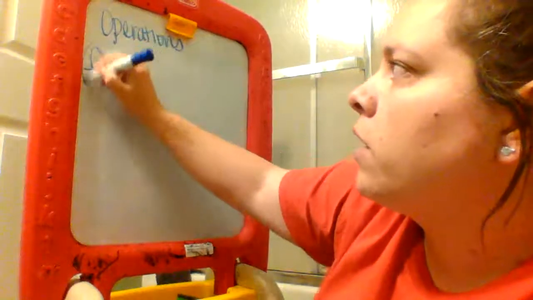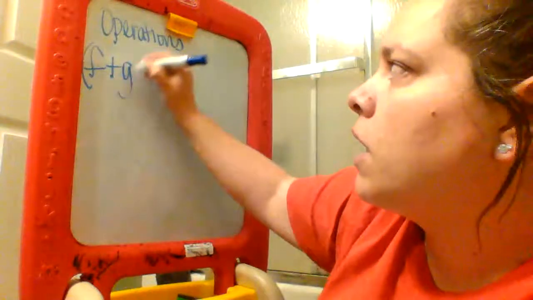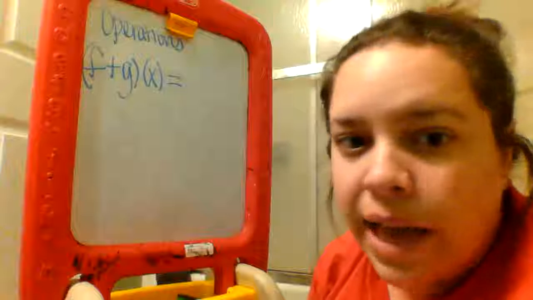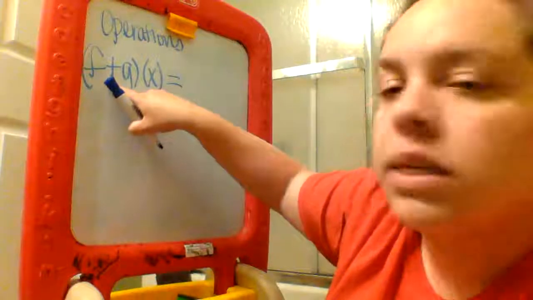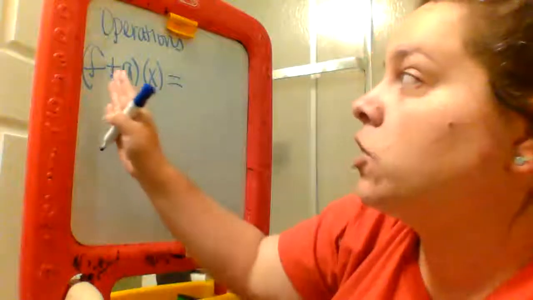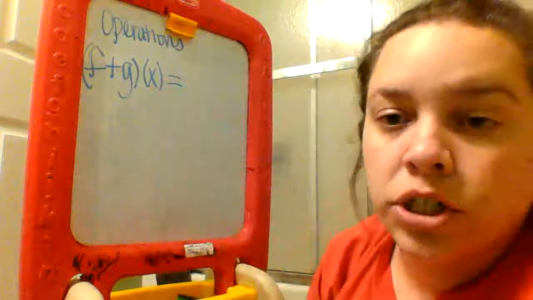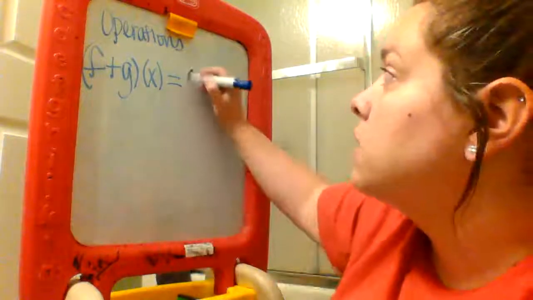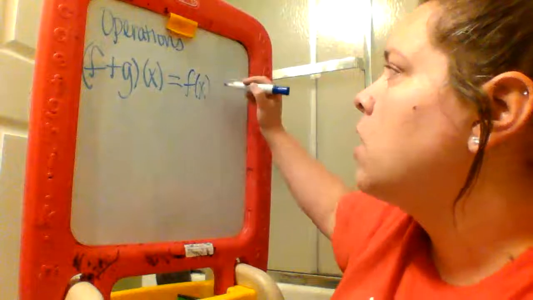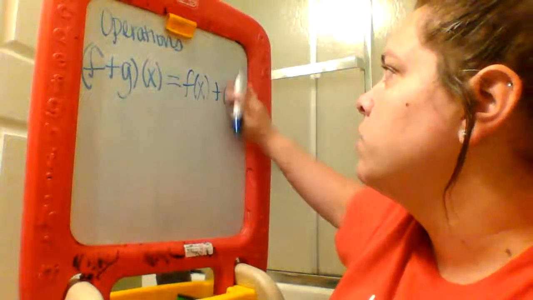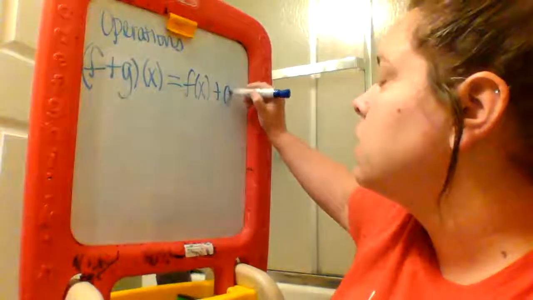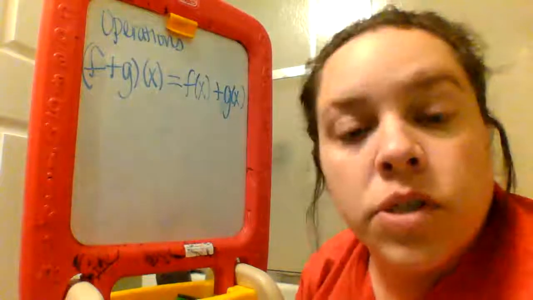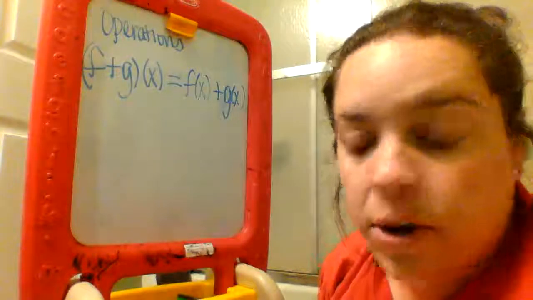So the first one that you're going to see is f plus g of x. Okay, they may write it like that. You will notice that there is a plus sign, which is telling you to take function f and add it to function g. If it's not written like that, then it will be written as f of x plus g of x. You'll still notice the plus sign there, so you'll still know to add them together.